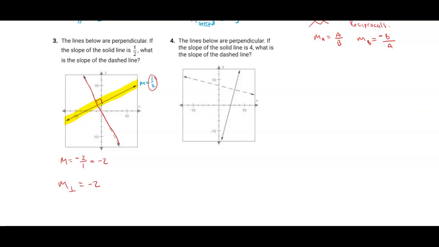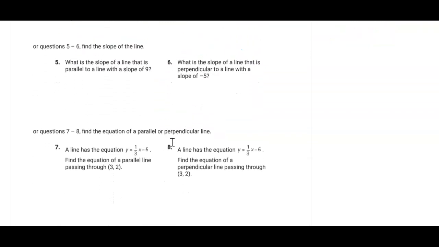So for the next one, they tell you the slope of the solid line is 4. So what is the slope of the line perpendicular to that, meaning the dotted line? Well, again, the opposite of positive is negative, and the reciprocal, remember, 4 can be written as 4 over 1. And the reciprocal of 4 over 1 is 1 over 4. And that would be the slope of the dotted line.